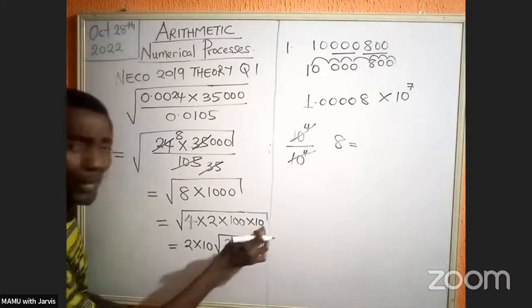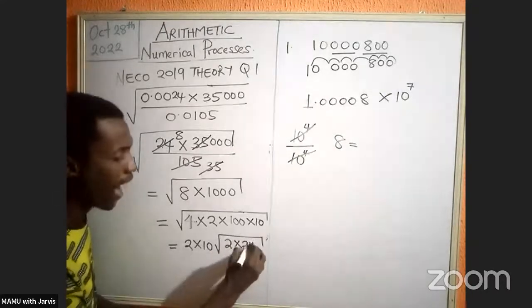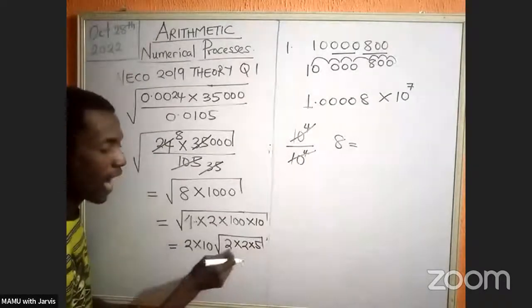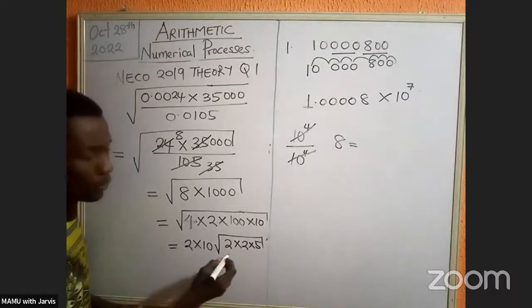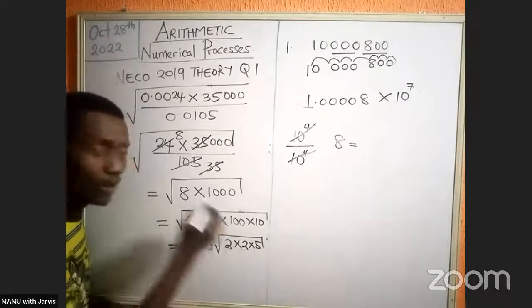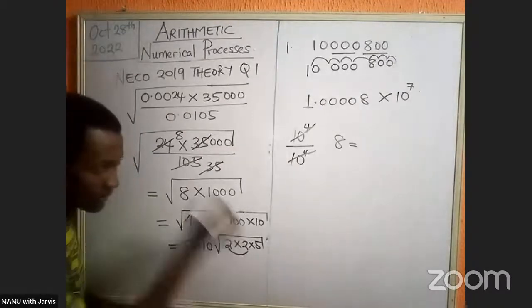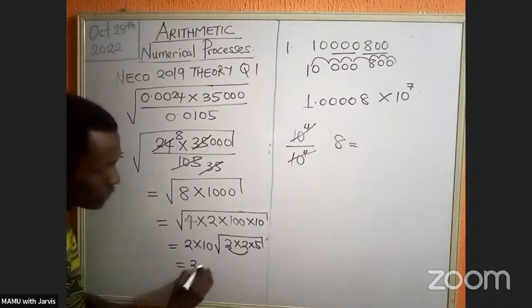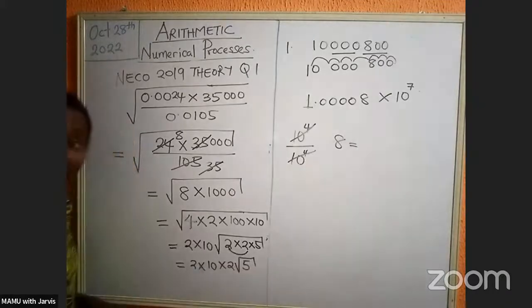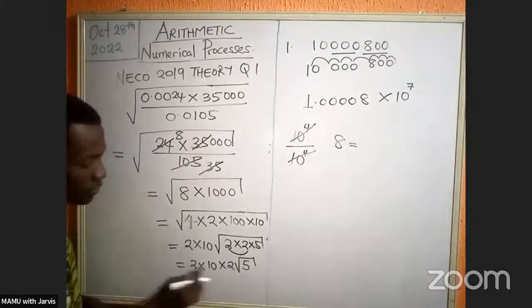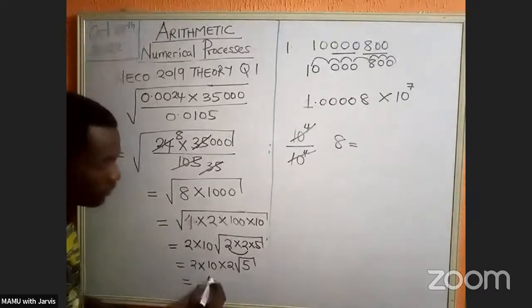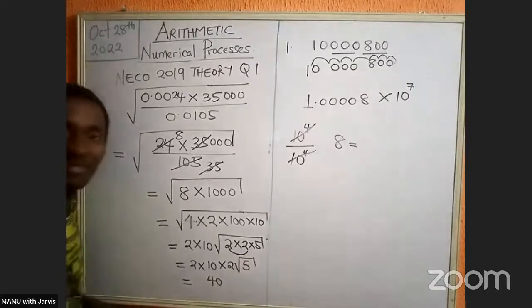Now, look at 10. I can break 10 into 2 and 5, is that not? Now, remember we said that from our grade 7, square root means pair and take 1. I can actually now pair these two and take 1. So that will be 2 times 10 times 2, and I'm left with the square root of 5. So what is 2 times 2? That will be 4 times 10. That will be 40.